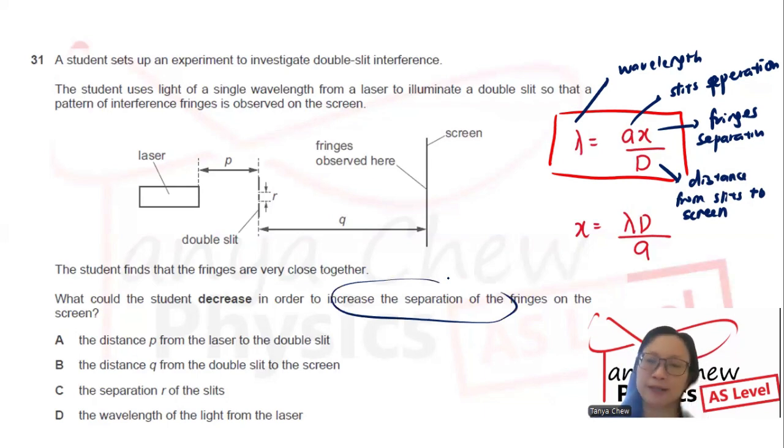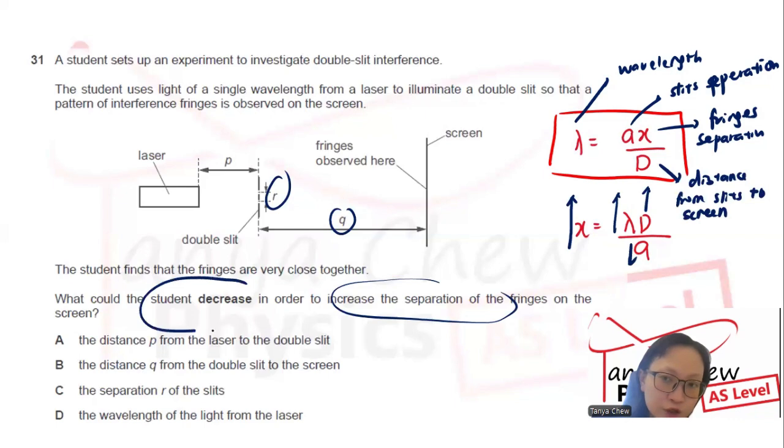So you make the separation of the fringes the subject. So x equals lambda D over a. If I want to increase the fringe separation, I have to increase the wavelength. I have to increase Q in this case. I have to decrease R in this case. The only thing to decrease is R. C is the answer.